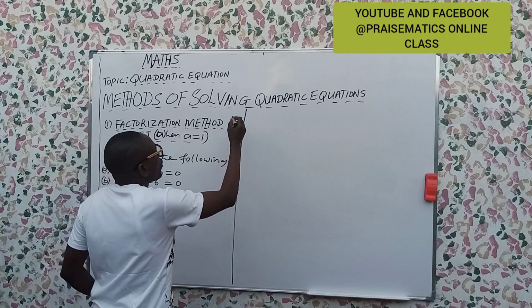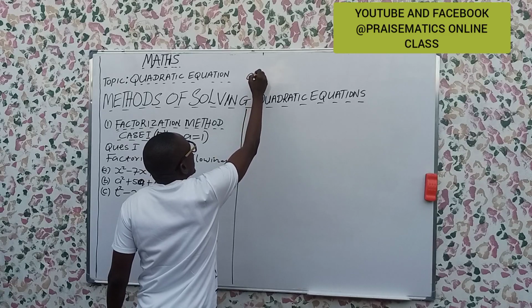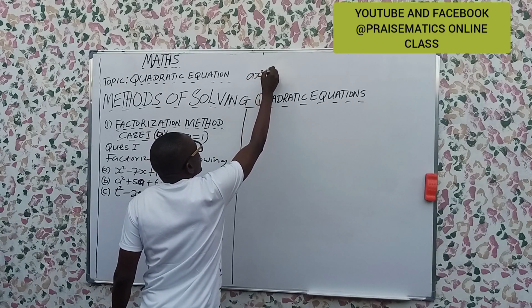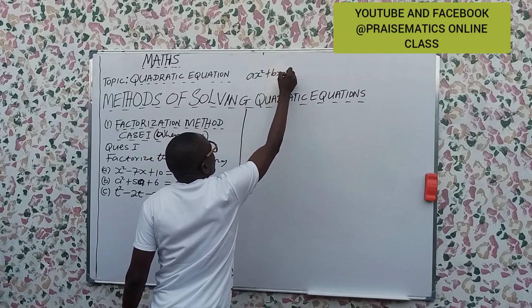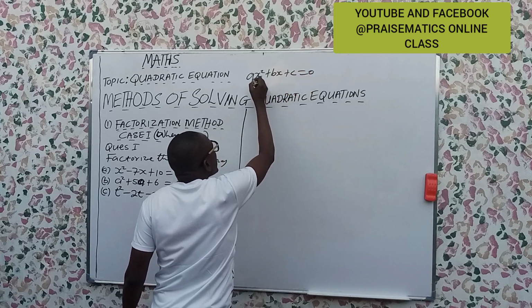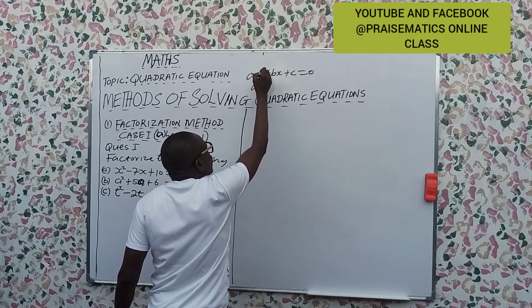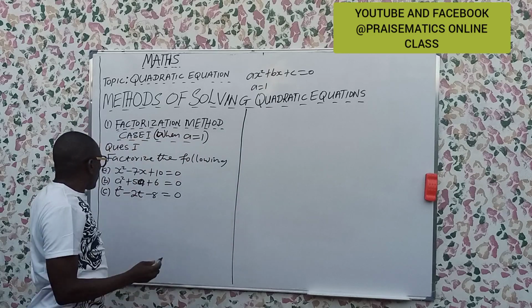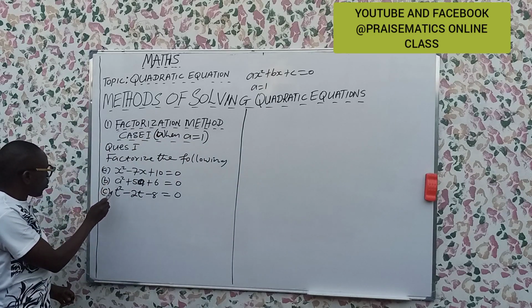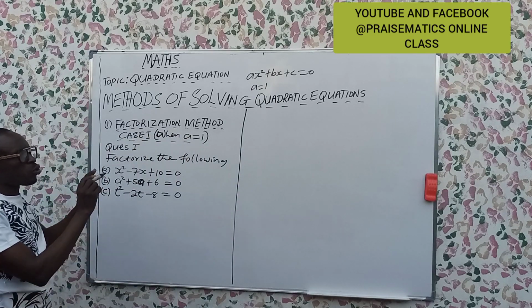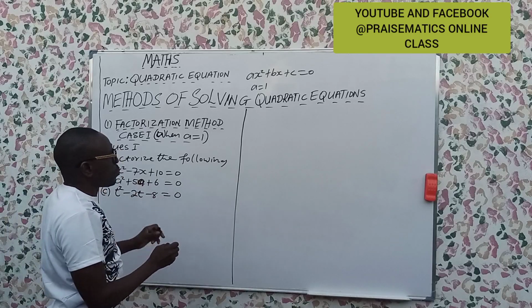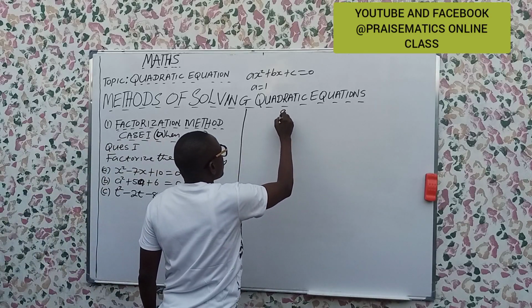You know that quadratic equations are of the form ax squared plus bx plus c equal to 0. Here, a, the coefficient of x squared, is equal to 1. If you look at all these equations, their coefficient is 1. So we are going to solve the question and see how it looks. Now let's solve.